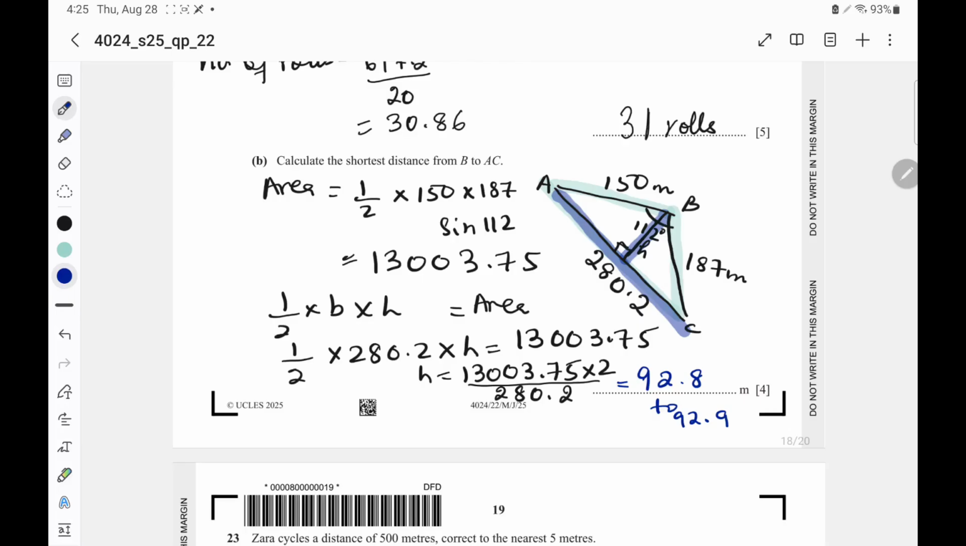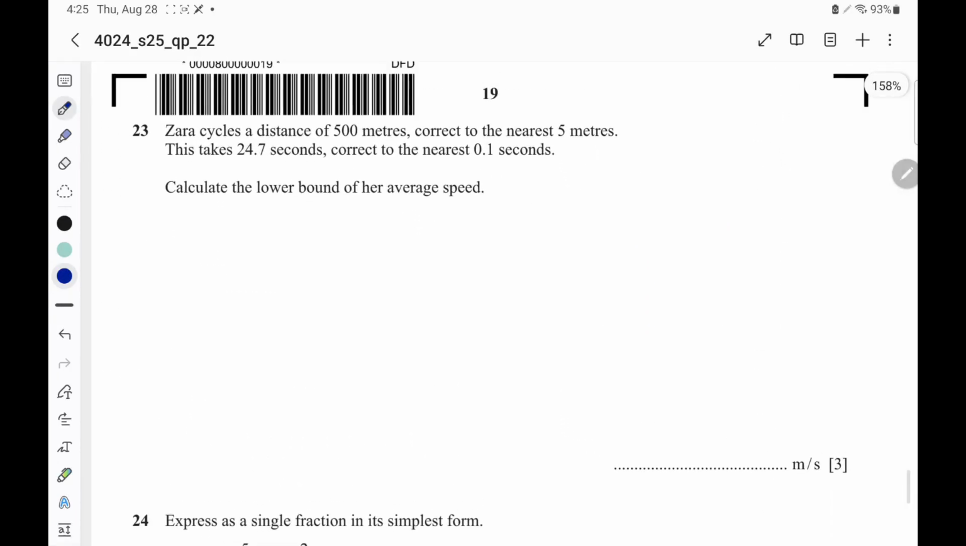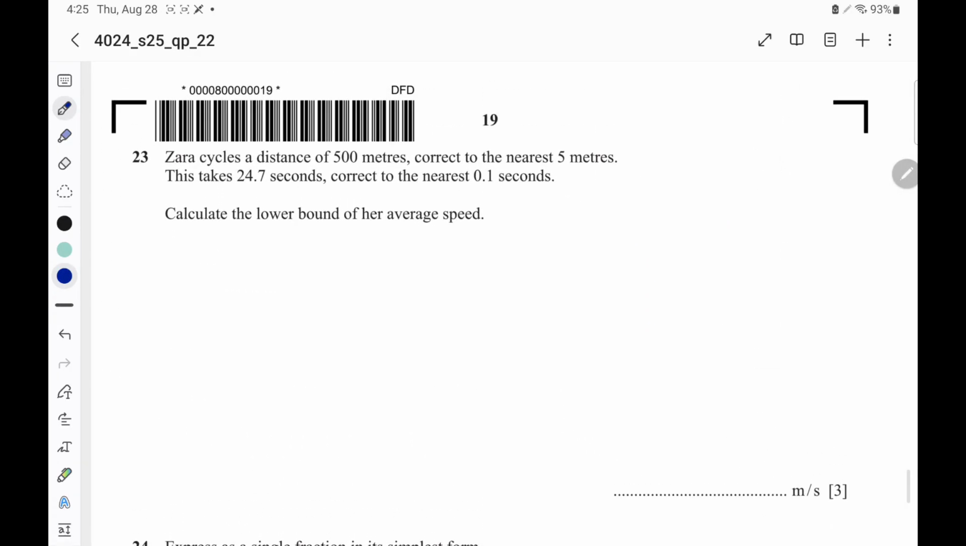All right, now we are coming to question number 23, which is the last question of this year's paper. Zara cycles a distance of 500 meters corrected to the nearest 5 meters. Of course, you can understand this question is on limits of accuracy, upper bound and lower bound. This takes 24.67 seconds corrected to the nearest 0.1, which means 1 decimal place. So first of all, calculate the lower and upper bound, and then decide what to do.